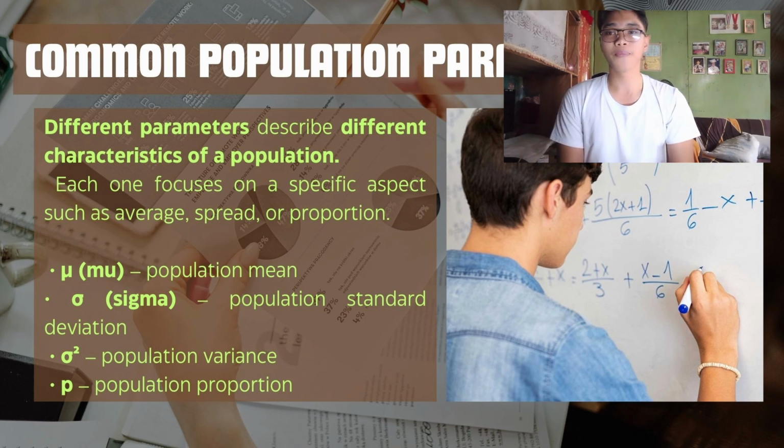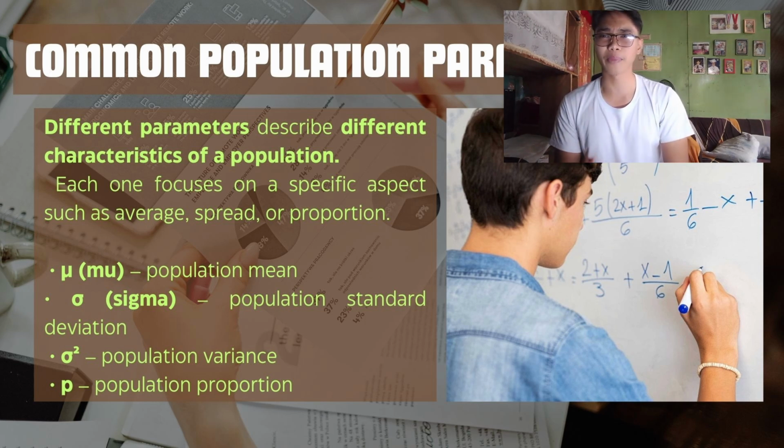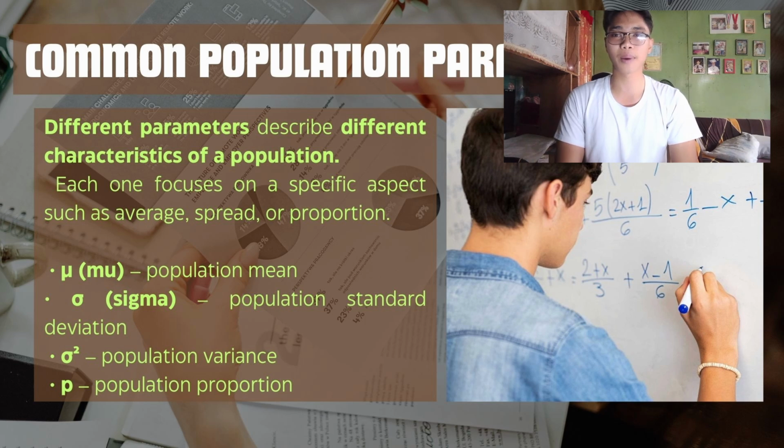Now, within the common population parameters, we also have the mu, which is the population mean, the sigma, the population standard deviation, and also the sigma squared, which is known as population variance. And of course, let's not forget the population proportion, or we can also call it the n variable within the problems that are given. The population mean is the average within all the data that is given, and the population standard deviation identifies how spread out the data is. Now let's move on.